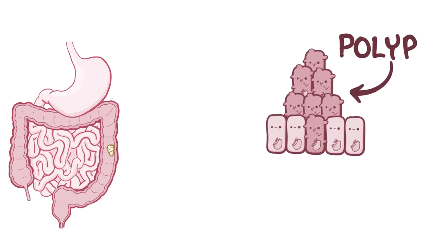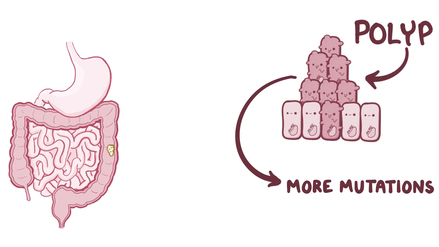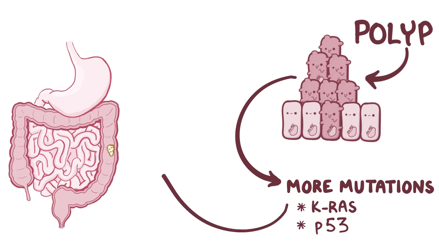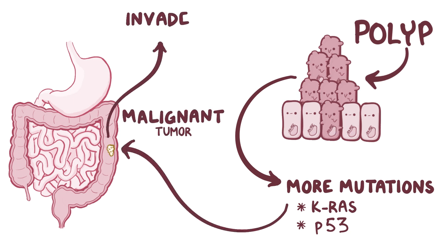Over time, these polyps might accumulate more mutations in other tumor suppressor genes, like the KRAS gene or the P53 gene. And ultimately, it might become a malignant tumor, meaning that the cells might be able to invade neighboring tissues.